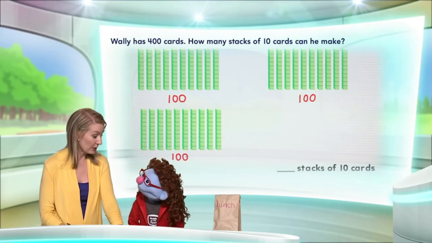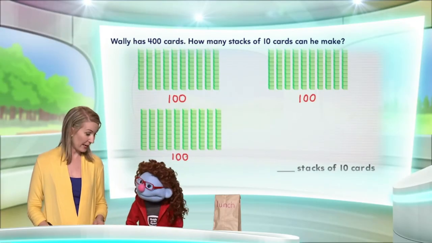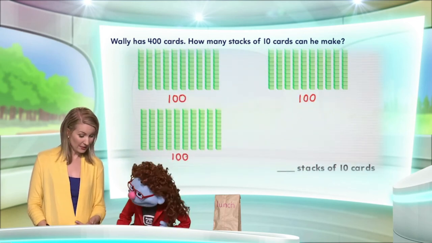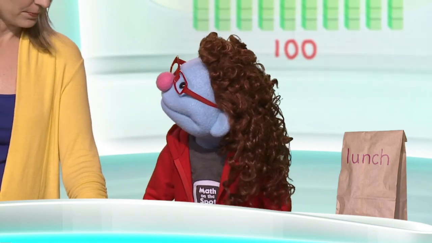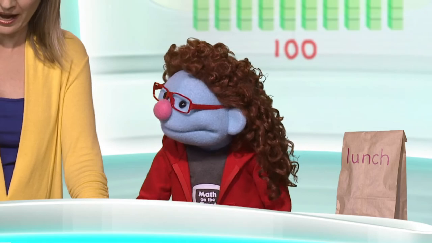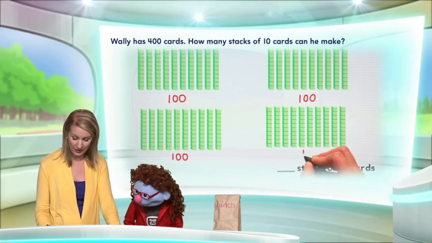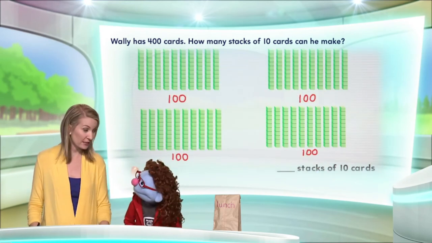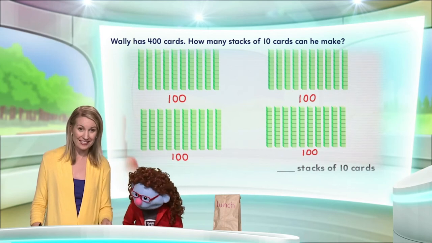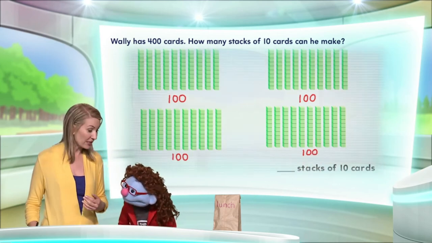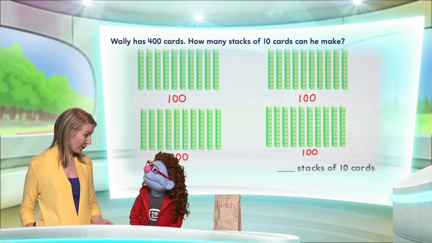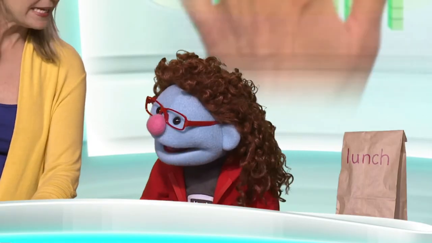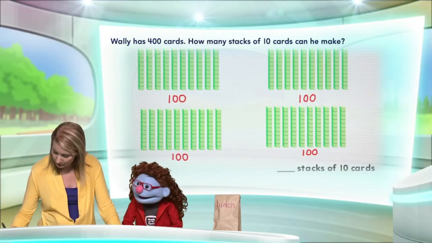Well, wait, what was the question again? Well, he has 400 cards. How many cards do we have right now? 100, 200, 300. We have 300 cards. Yes. So we need one more. One more 100. That's right. And so that is another 100. Great. So we have 400 cards on the screen, all organized into stacks of 10. The question is, how many stacks of 10 are there? Well, how many stacks of 10 were there here? Well, there's 10 stacks in 100. That's right.